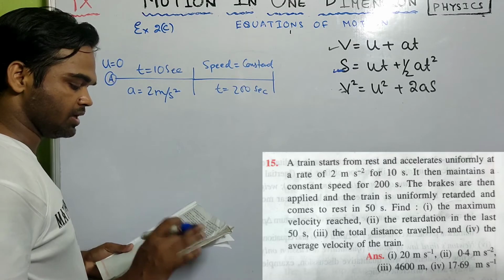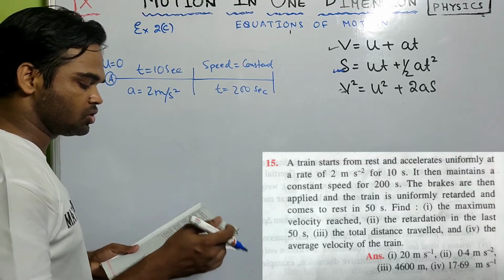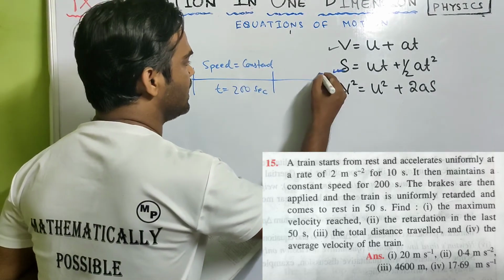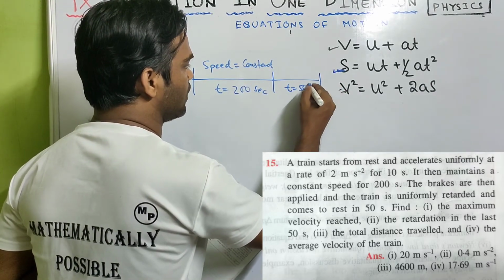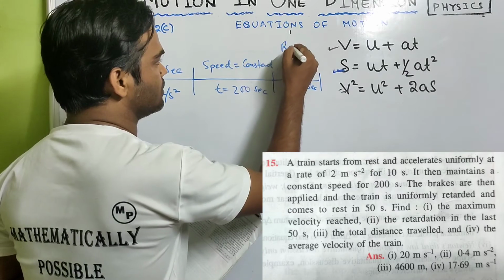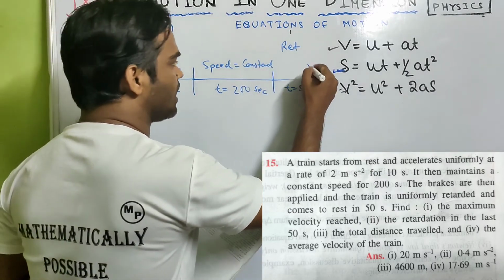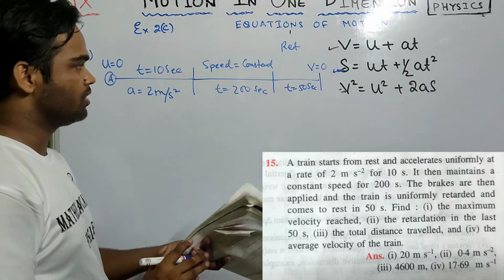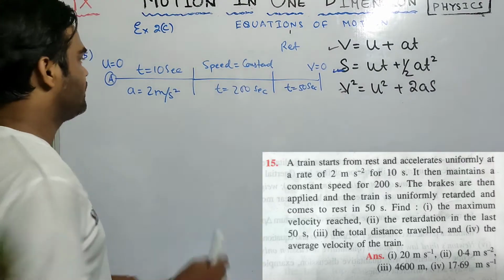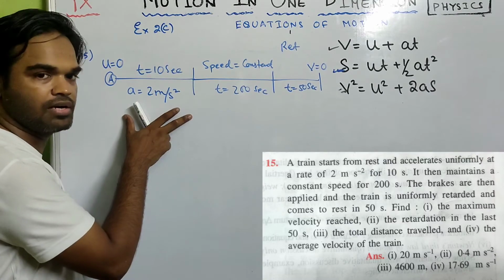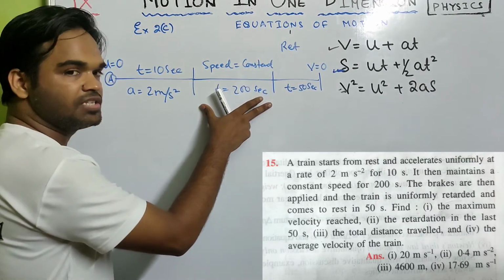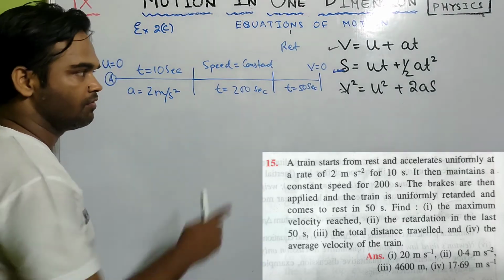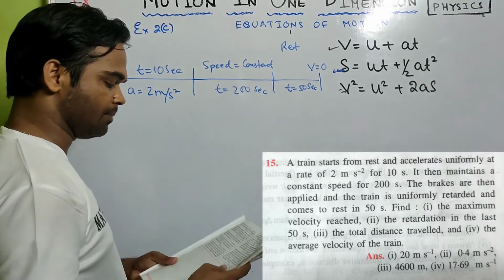The brakes are then applied and the train is uniformly retarded and comes to rest in 50 seconds. So in the next 50 seconds, what happened? There is a retardation and the body comes to rest. Finally, the velocity is 0. There are 3 cases: first, 10 seconds accelerates, constant speed for the next 200 seconds, then retardation for the next 50 seconds and the body comes to rest.